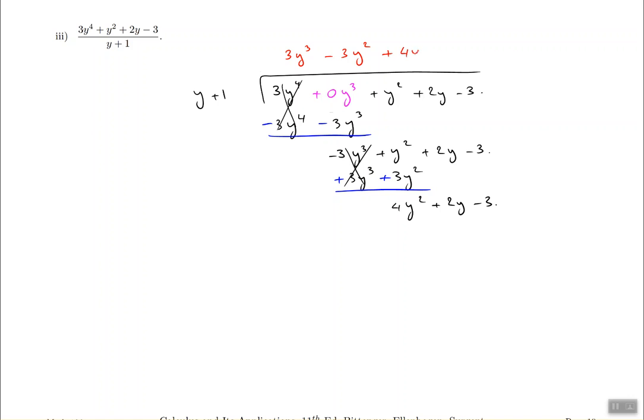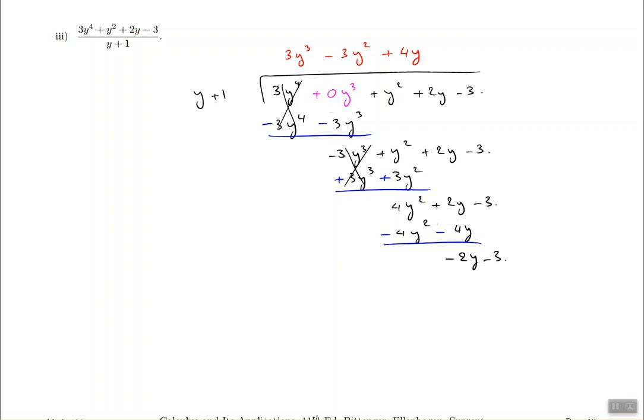I multiply it by 4y. And go ahead and multiply. 4y squared plus 4y. Don't forget to erase the pluses, turn them into minuses, and combine like terms. 2y on top minus 4y on the bottom gives me negative 2y. And finally, bring the negative 3 down.